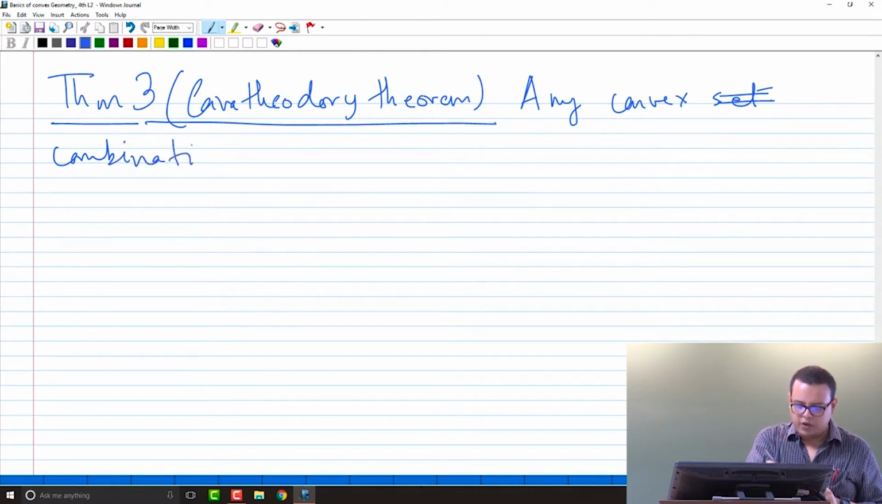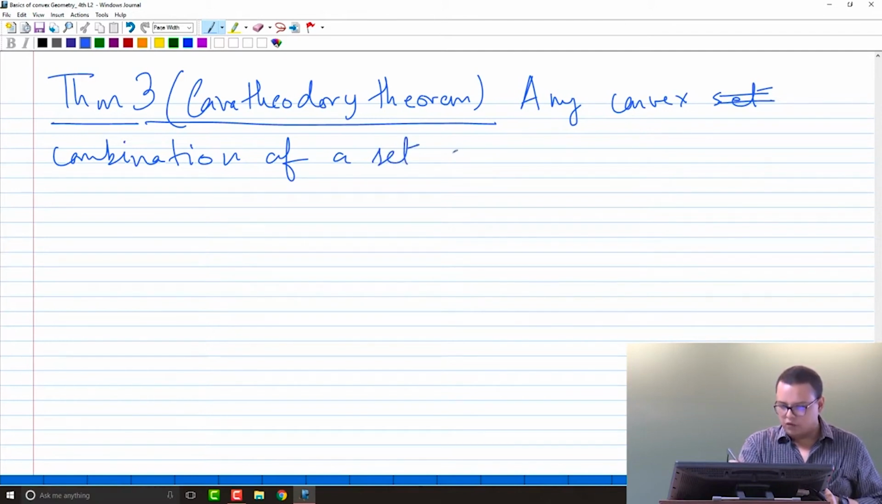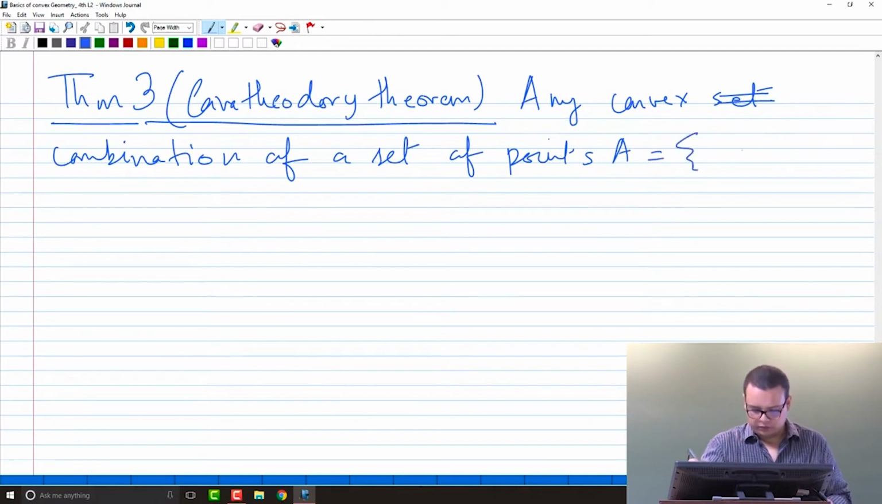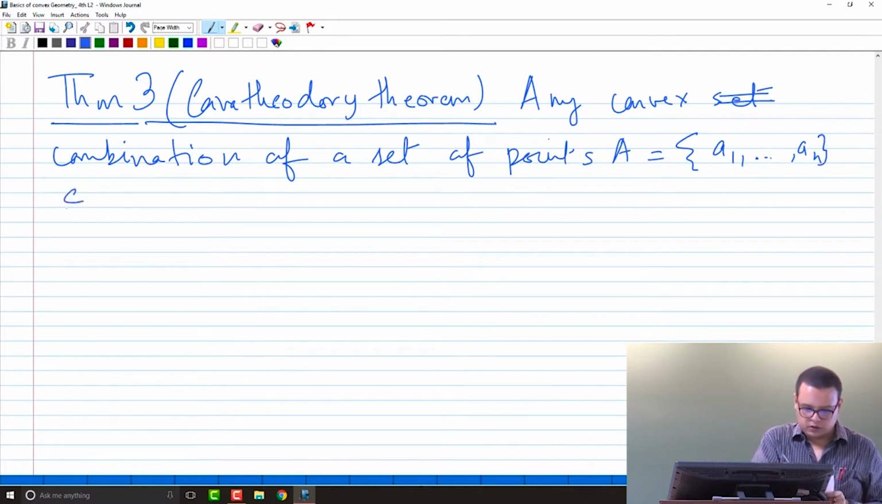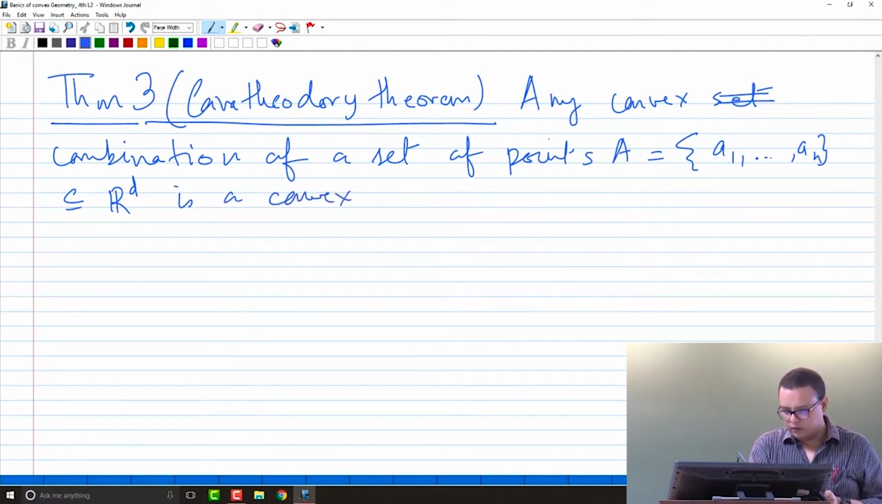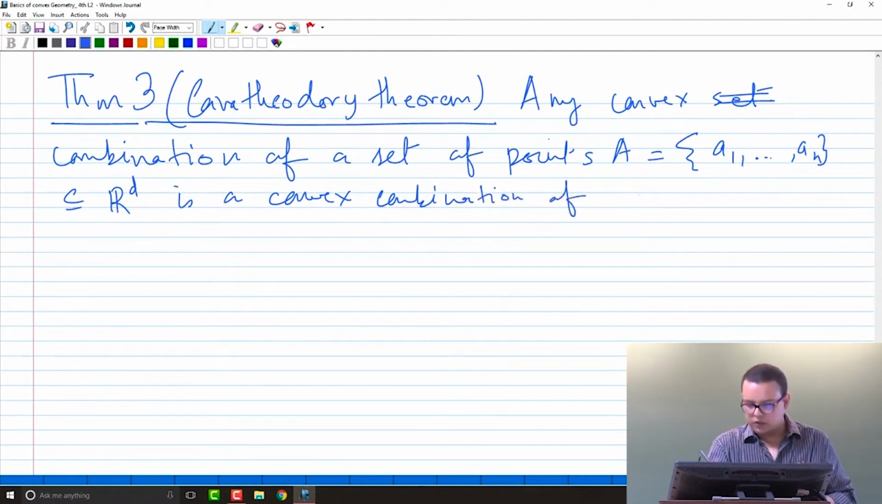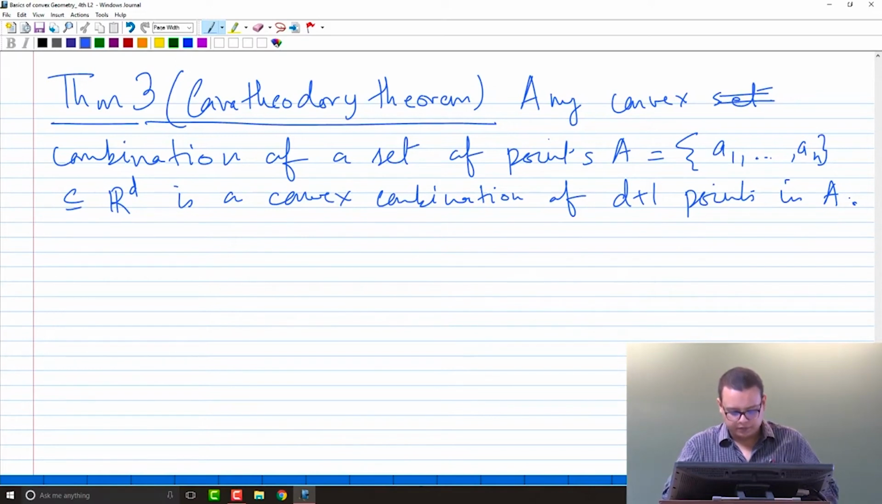So, any convex combination of a set of points A, which is equal to A1 to An, is a convex combination of d plus 1 points in A. This is the statement.